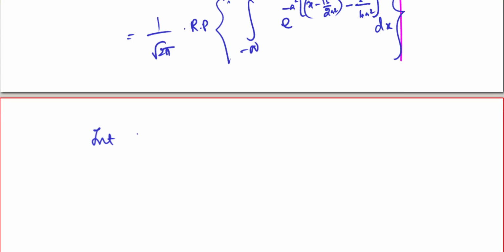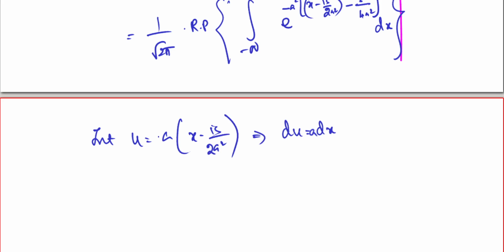I will say let u is equal to a into x minus is divided by 2a square, and hence you will complete the substitution. So this will give you, of course, du is equal to a dx, because a is outside. Therefore this will give you dx is 1 by a times du. So substitute all of them together. Obviously remember the limit does not change, because as x goes to infinity, u goes to infinity, and as x goes to minus infinity, u goes to minus infinity. So the limit does not change.